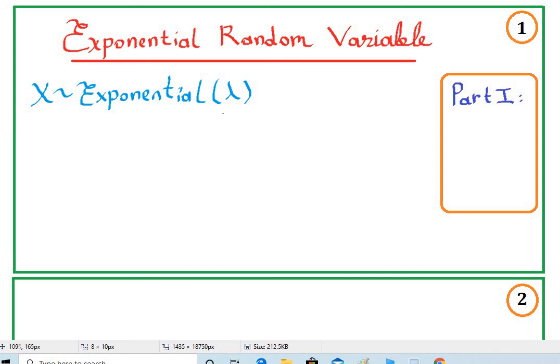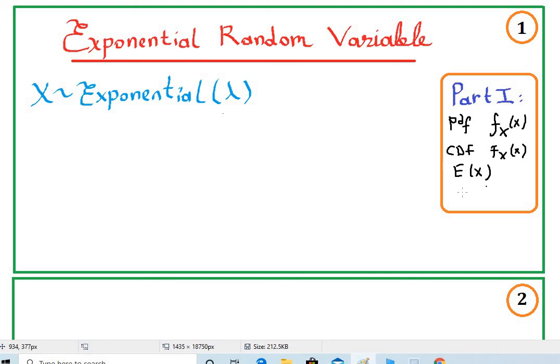Hello everybody. In this video, we're going to learn the exponential random variable. This is part 1 of the series. In part 1, we're going to learn the PDF, the probability density function, f_X of little x. We're going to learn the CDF, the cumulative distribution function, capital F_X of x. We're going to derive the expectation of X, and we're going to derive the variance of X.